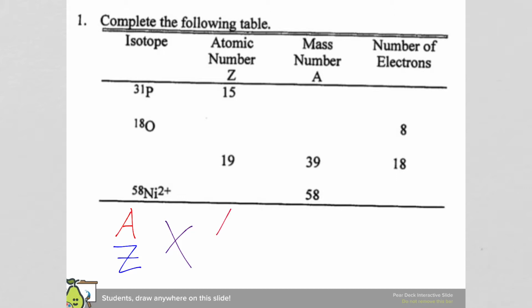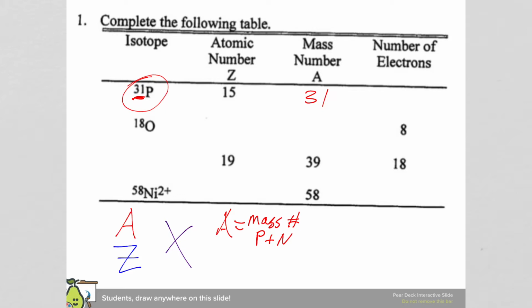AZX. A is for the mass number, which is also the number of protons plus the number of neutrons. So the mass number is always equal to the number of protons added to the number of neutrons. For example, in 31P, the 31 is exactly the mass number, and it is also the number of protons plus the number of neutrons.